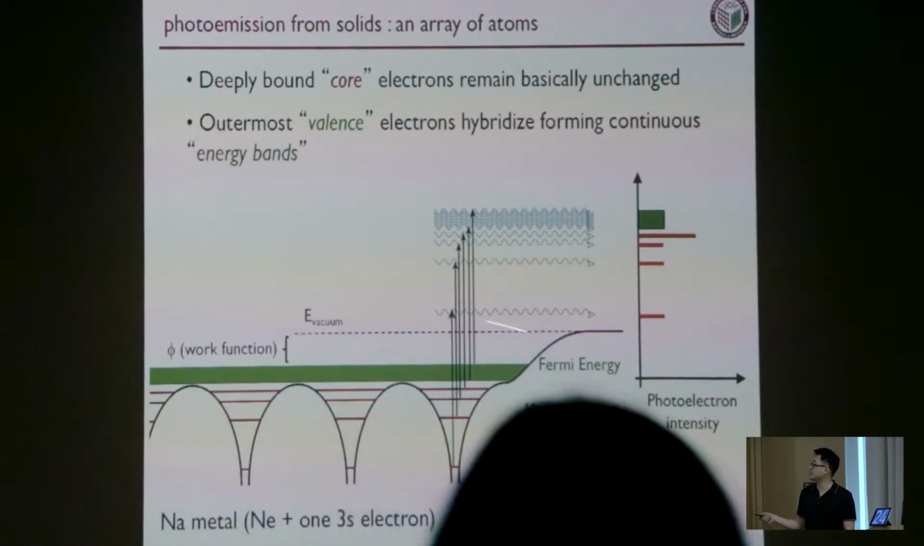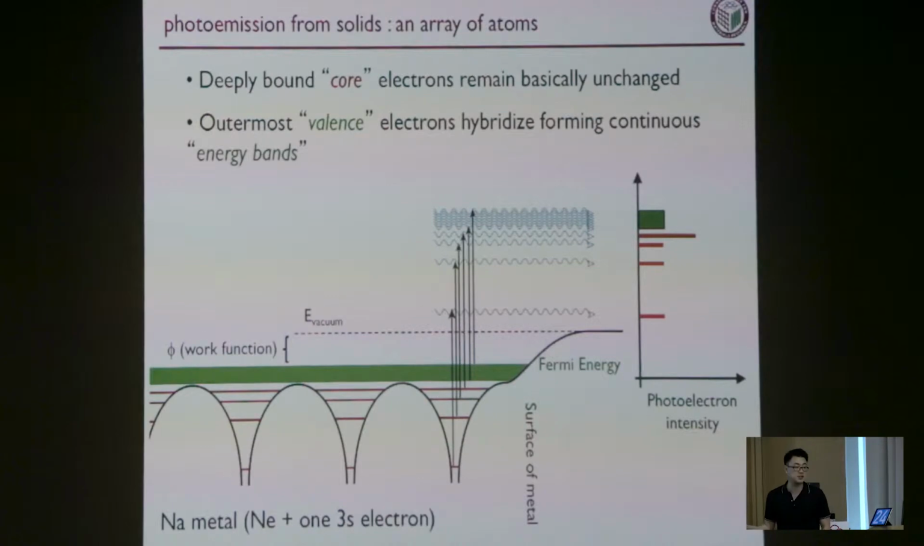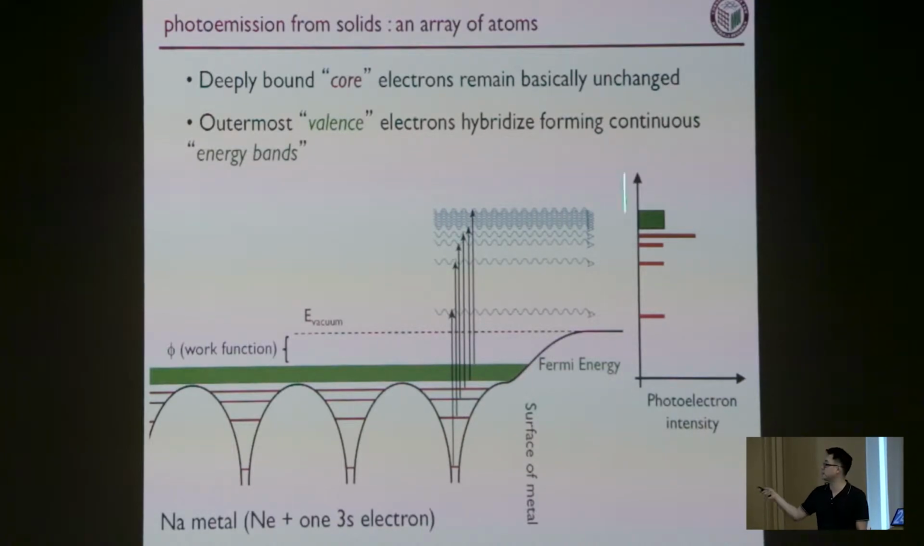Of course, what happens is that the highest energy states will hybridize and form bands. The states at very high binding energy won't do very much, but the highest occupied states will start to hybridize and form these electronic bands. That's this green stuff here. And so you'll basically be able to probe this, in a very simple cartoon picture that neglects momentum.